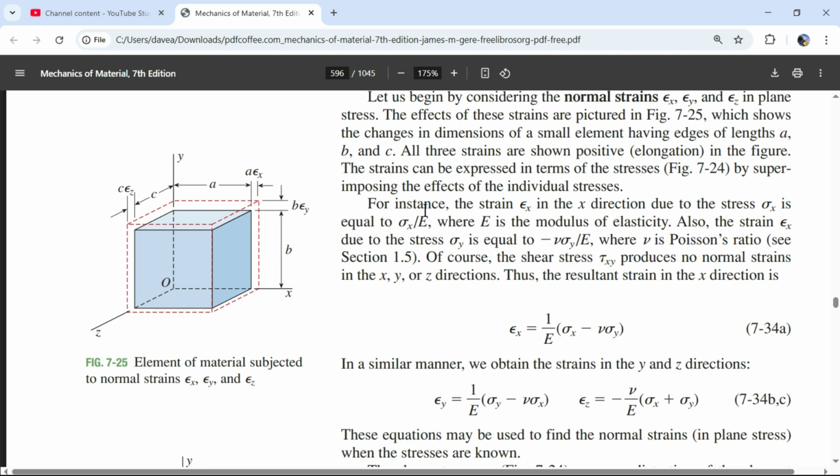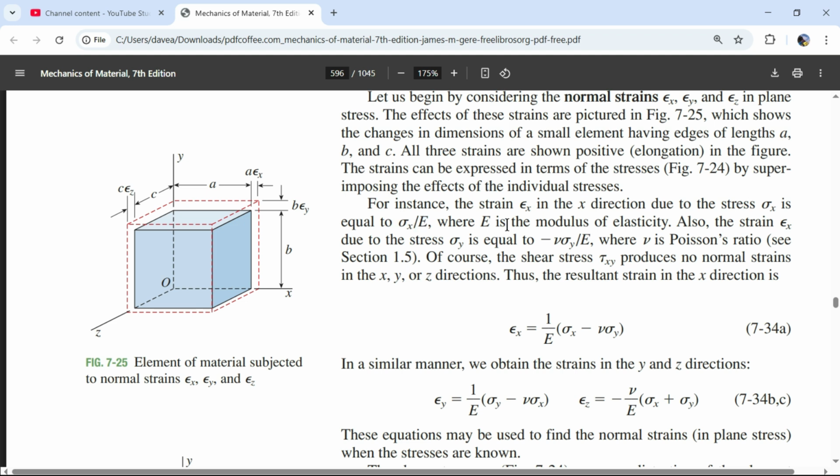Maybe let's just start reading through it and then trying to compare it. So it says, for instance, the strain, and you call this epsilon. That's the first time I've said that. So we have strain is epsilon x, and this is just strain in the x direction. That's probably how I would call it. But epsilon x in the x direction due to the stress sigma x, a normal stress in the x direction. Oof, sorry, I'm getting too wrapped up in just saying these things. So, for instance, the strain in the x direction due to the stress in the x direction is equal to the stress divided by E.